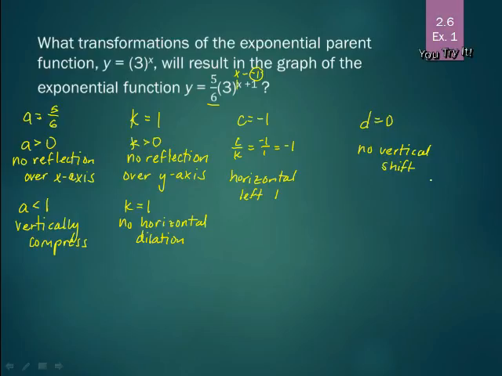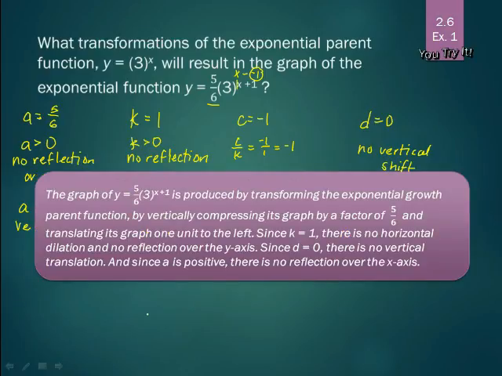So our final answer, let's summarize that, will be the graph of y equals 5/6 times 3 to the x plus 1 is produced by transforming the exponential growth parent function by vertically compressing its graph by a factor of 5/6 and translating its graph 1 unit to the left. Since k equals 1, there is no horizontal dilation and no reflection over the y-axis. Since d equals 0, there is no vertical translation, and since a is positive, there is no reflection over the x-axis.